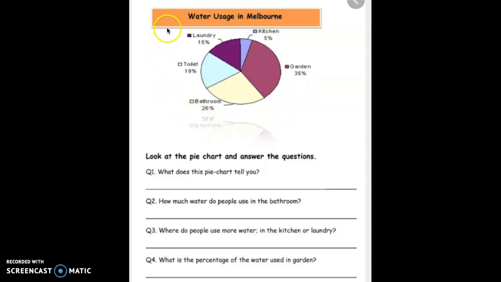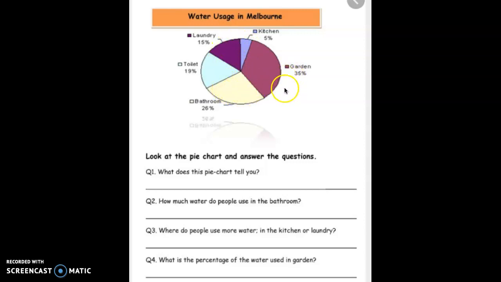For example, this pie chart is looking at the water usage in the city of Melbourne, which is in Australia. They went around and asked loads and loads of people where they use their water, and this is the data they came up with, and they put it into a pie chart. They even very helpfully put in percentages for each section of the pie chart, and they're all different colors to help us read it a lot easier.